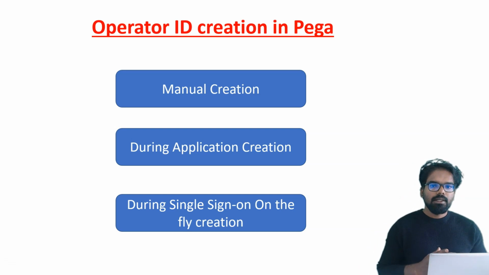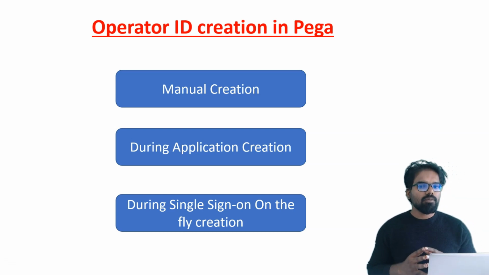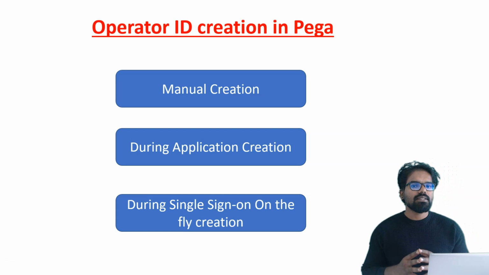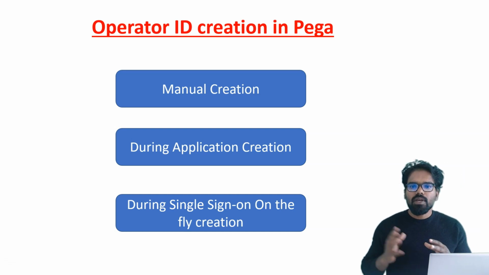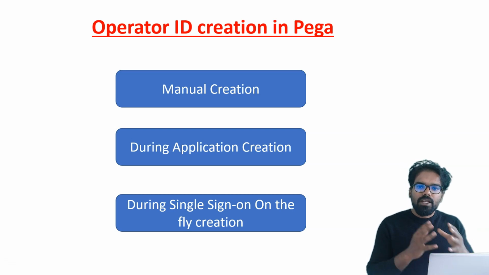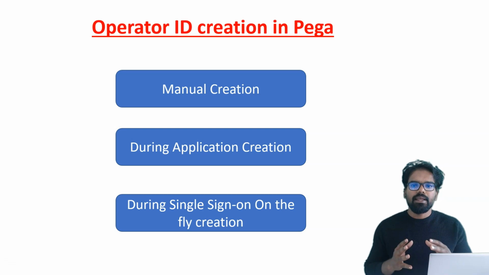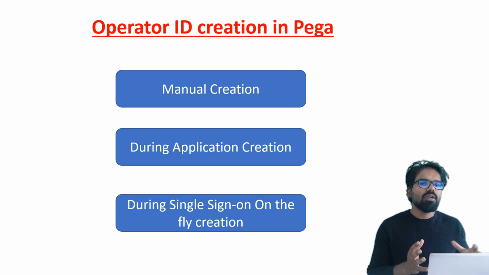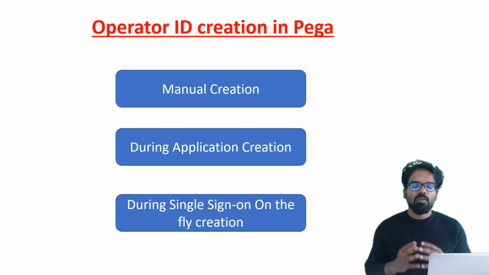Manual creation. As we saw during the installation video, Pega provides default administrator user credentials. With those credentials, we already looked into the different studios that are available. So the LSA can use that admin credential and create operators manually for all the developers in the team. In this video, I'm going to show you how to manually create operator IDs.